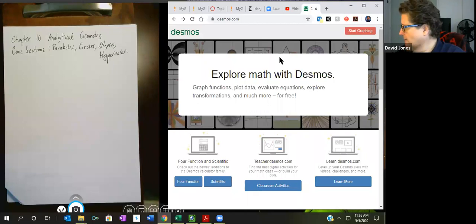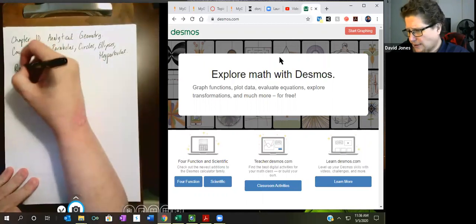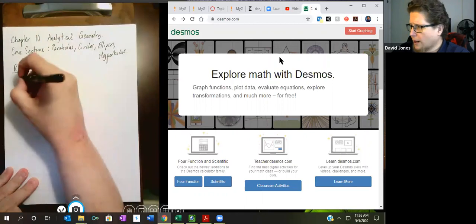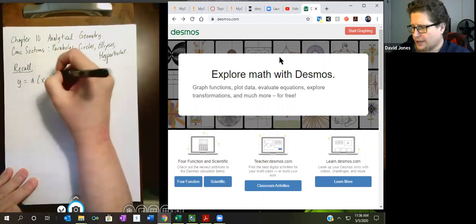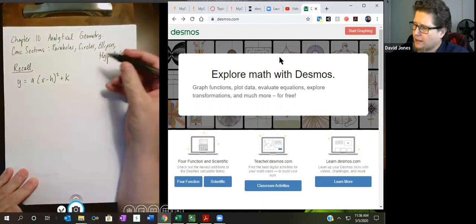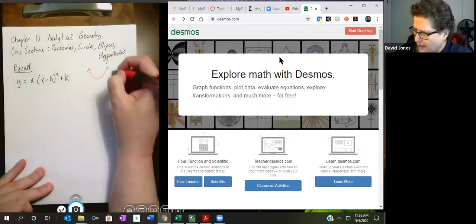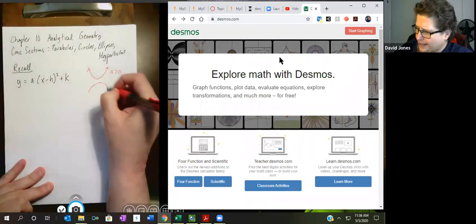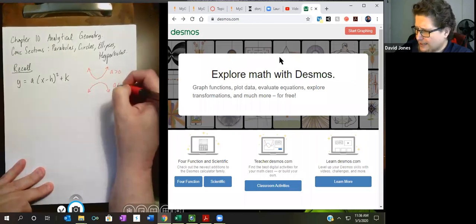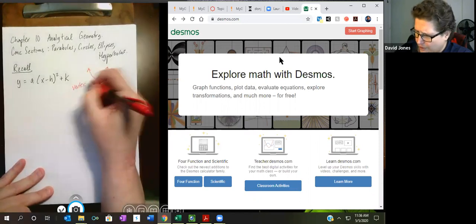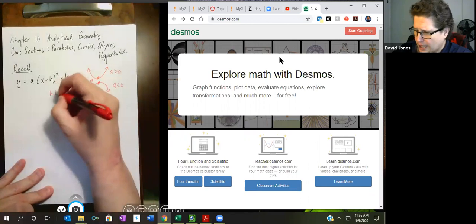Parabolas you've seen. We've seen parabolas in the form, recall, y equals a times (x minus h) squared plus k. This opened upwards if a was greater than 0. It opened downwards if a was less than 0. And this point right here, the vertex for either of them, was the point (h, k).